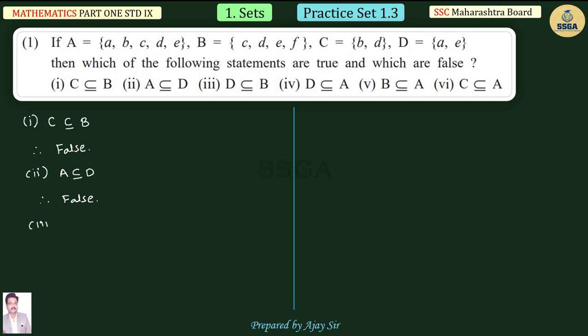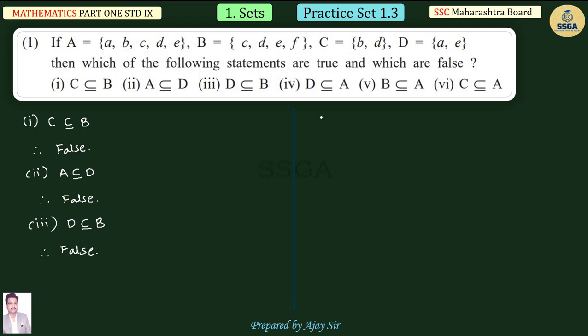Third question, D subset B. D contains elements a, e, and B contains c, d, e, f. So here e is present in B but a is not in B. So therefore this is also not a subset, meaning D is not a subset of B. Therefore this is false.